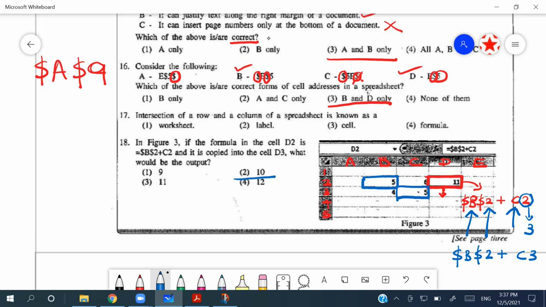Right? Okay, people, is it clear? This and up to this point. All right. Okay, so the 10 is going to be the answer for that. That means the second answer.